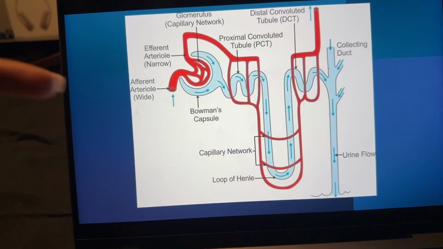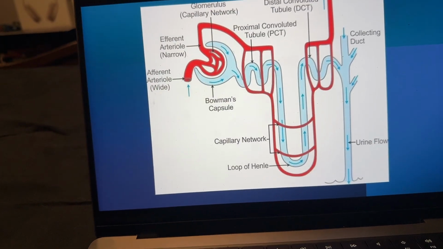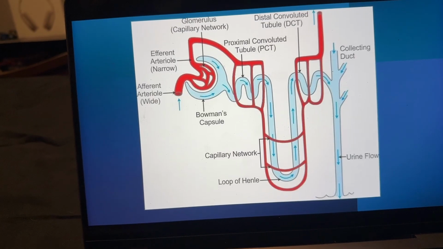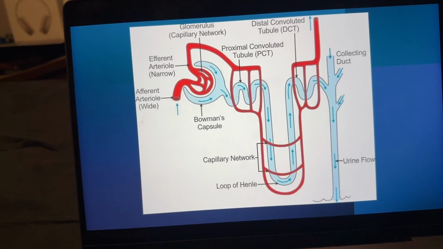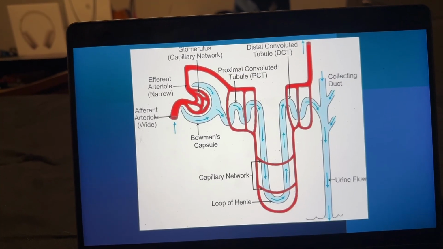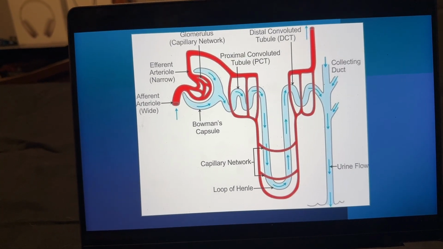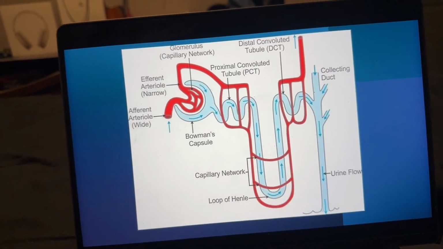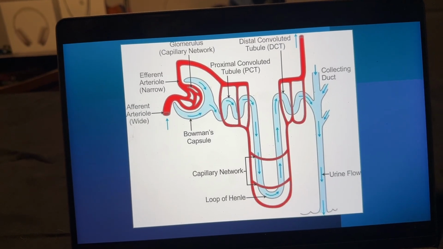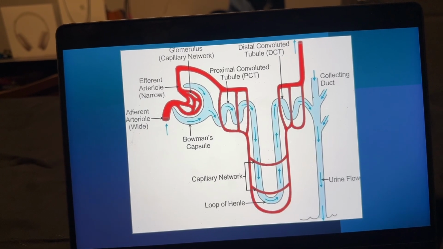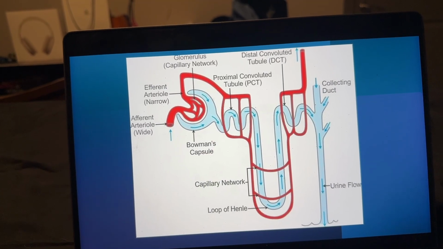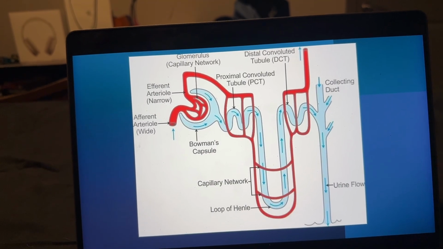Now going to the loop of Henle, the descending limb is permeable to water only. Water leaves the tubule by osmosis, making the filtrate more concentrated. Going on to the ascending limb here, it's impermeable to water. It actively reabsorbs sodium and chloride, dilutes the filtrate. The function is it creates a concentration gradient in the medulla.